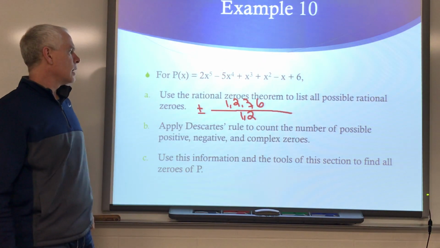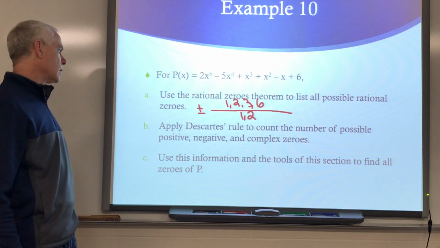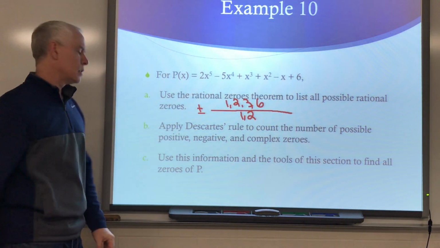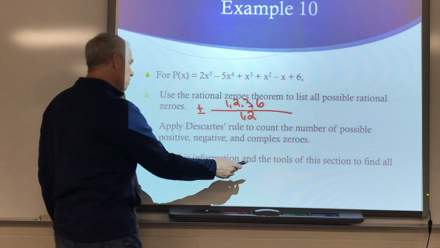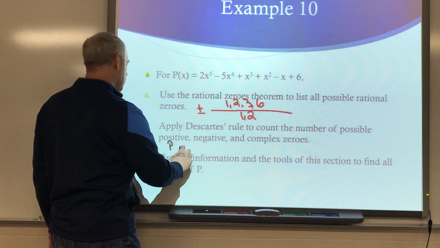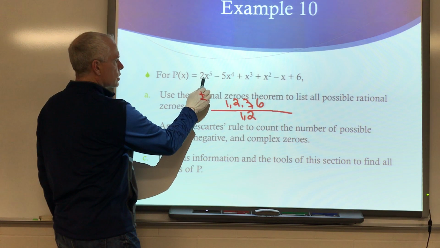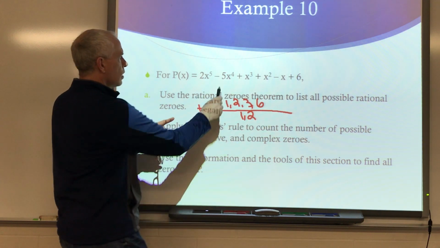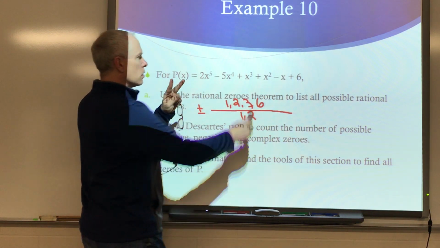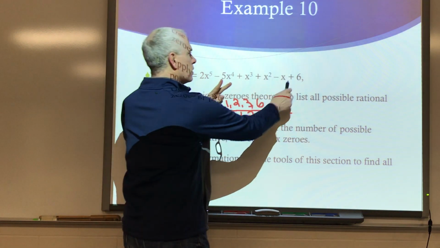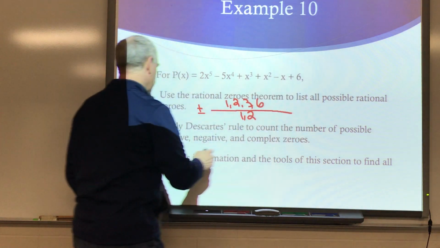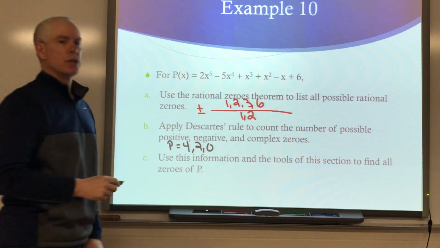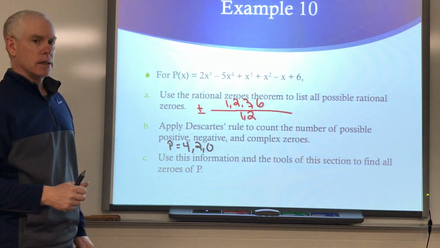Okay? Apply Descartes' rule to count the number of possible positive, negative, and complex zeros. So I know there's a total of 5 complex zeros. So positive, let's count the sign changes. We went from positive to negative here, so that's 1. Negative to positive here, that's 2. Positive to positive, no. Positive to negative, that's 3, and negative to positive is 4. And since it's less than that by an even number, we could have 4 or 2 or 0 positives. Okay?